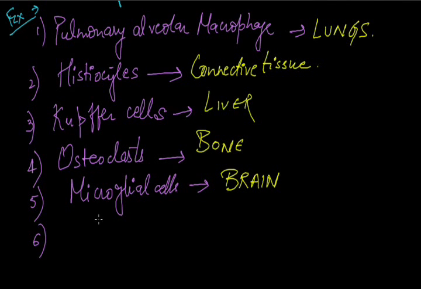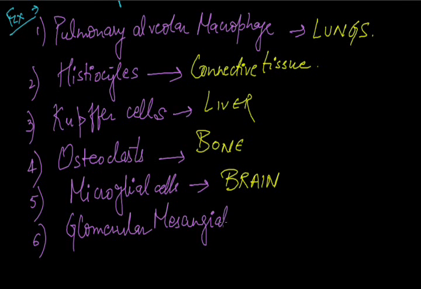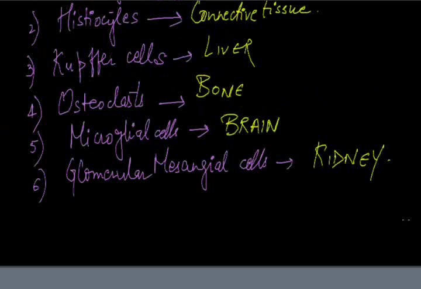Next are glomerular mesangial cells, which are present inside the kidney. So these are the different types of cells we have discussed today in the cellular barriers. The rest need more to be discussed later on, which are NK cells, complement and other barriers. Thank you.